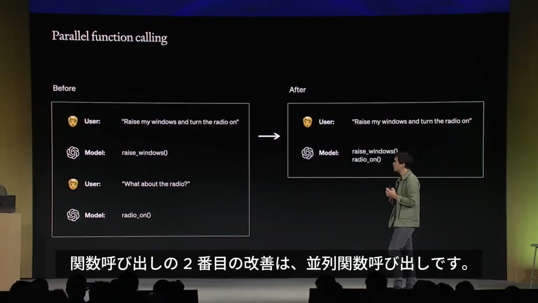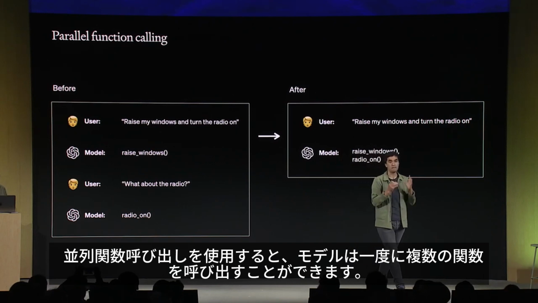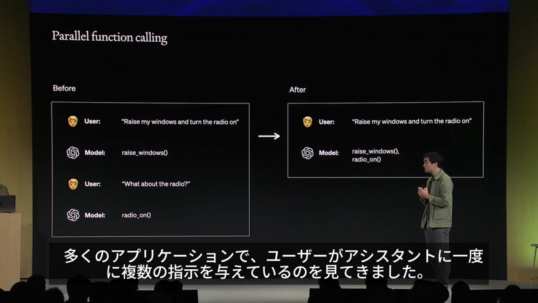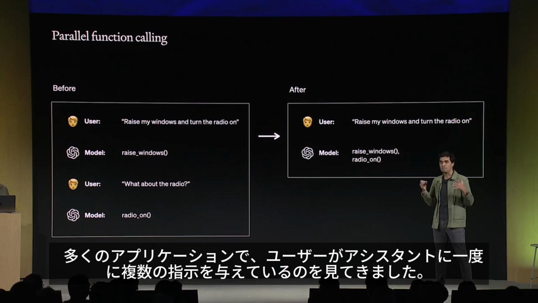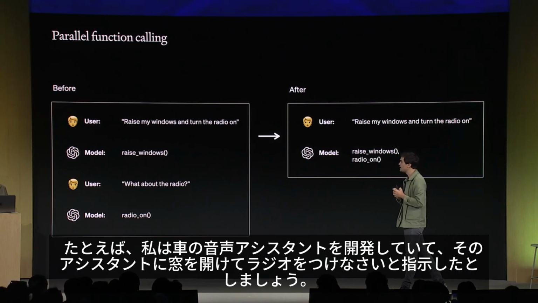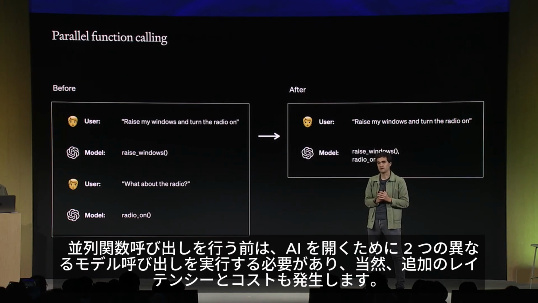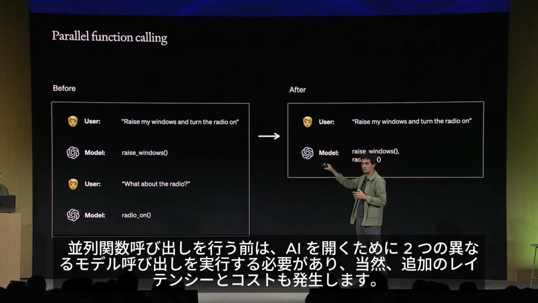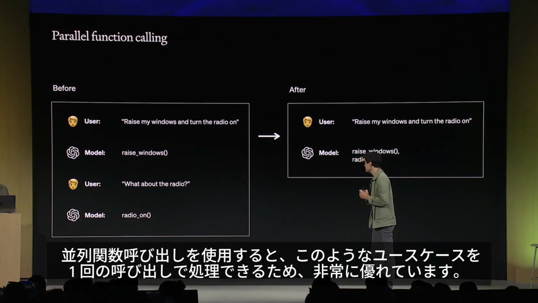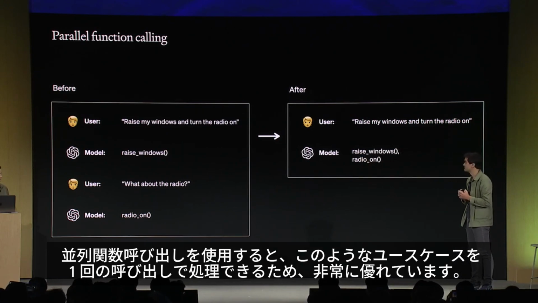The second improvement to function calling is parallel function calling. With parallel function calling, the model can call multiple functions at a time. We've seen in many applications users giving multiple instructions at once to an assistant. So let's say, for instance, I'm building a car voice assistant, and I tell the assistant, raise the windows and turn on the radio. Before parallel function calling, that meant that you had to do two different model calls to OpenAI, which of course resulted in extra latency and cost. With parallel function calling, such a use case can be handled with one single call, which is pretty awesome.